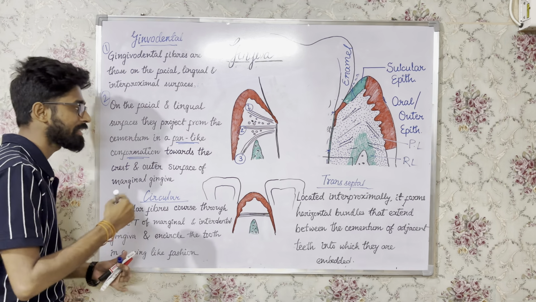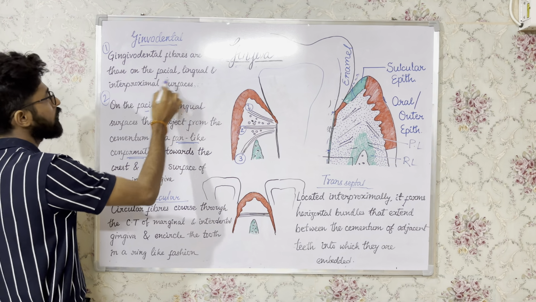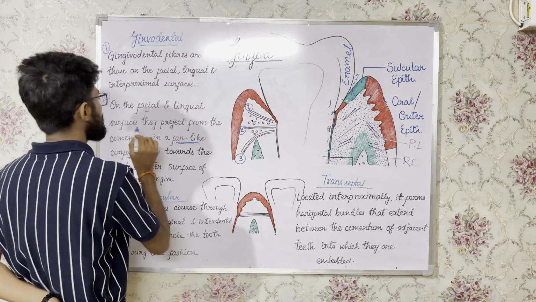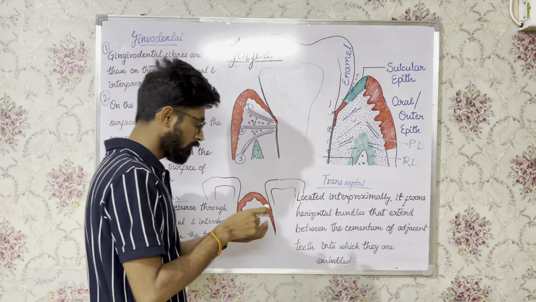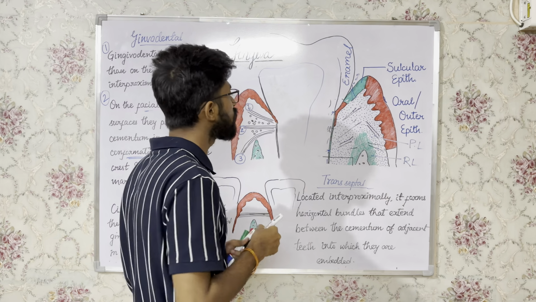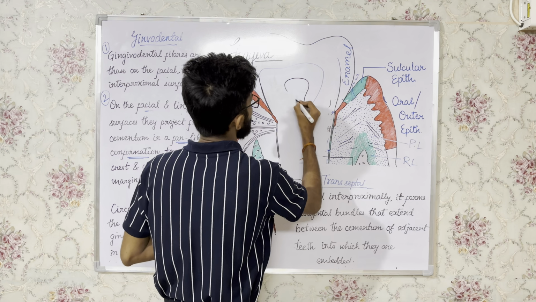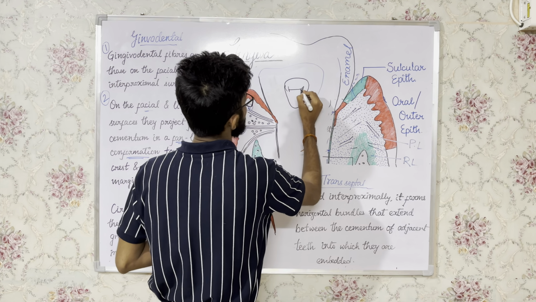Now what it is saying is that they are present on the facial, lingual and interproximal surface, first of all. Second point, on the facial and lingual surface they project in a fan-like conformation. Now how will it look? Suppose we observe a teeth occlusally, for example. This is an occlusal view of a teeth. Suppose this is a premolar.